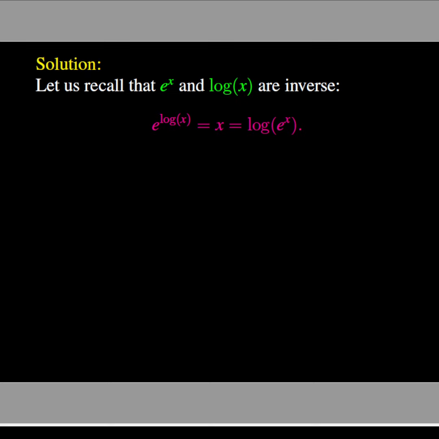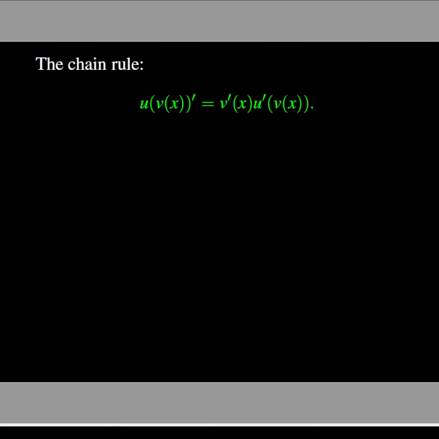In order to simplify this expression, we will use the properties of the exponential and logarithmic functions. We know that the exponential of log of x is equal to x, which is also equal to the logarithm of the exponential of x. Observe that we will also have to use the chain rule. It is known that the derivative of the composition of two functions u of v of x is equal to v prime of x times u prime of v of x.